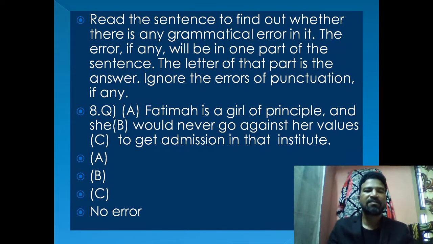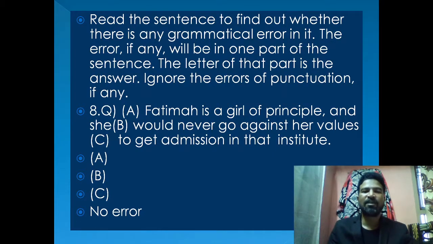Similarly, Fatima is a girl of principle and she would never go against her values to get admission in that institute. So where does the error lie? In which part of the sentence is the error present? I'm just giving you around 5 seconds of time, so that you can try it yourself. If not, anyway, at the end of it, I'll be revealing the answer.